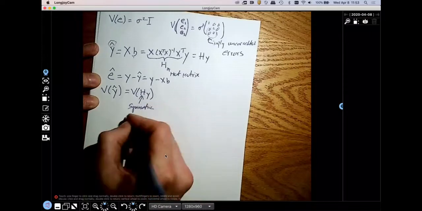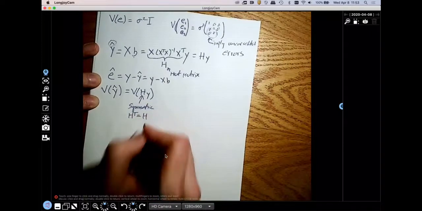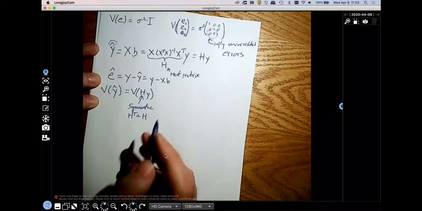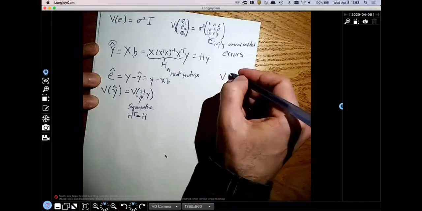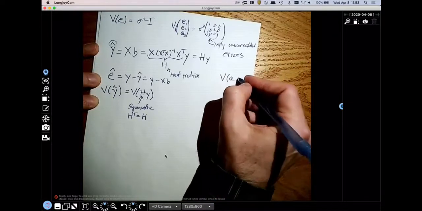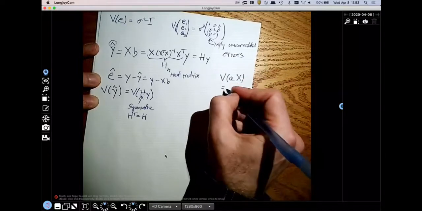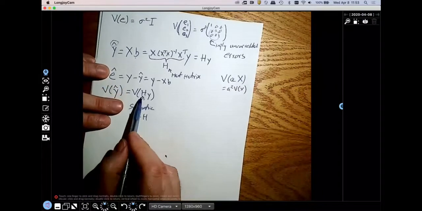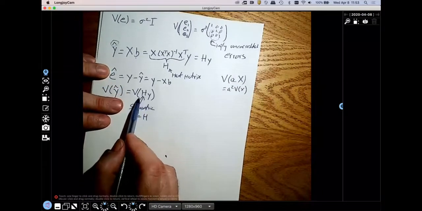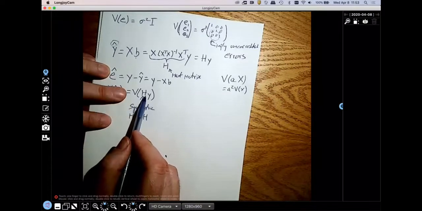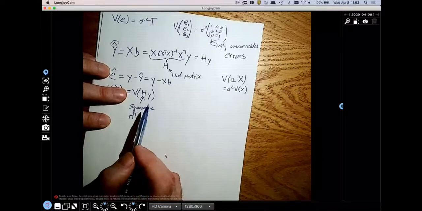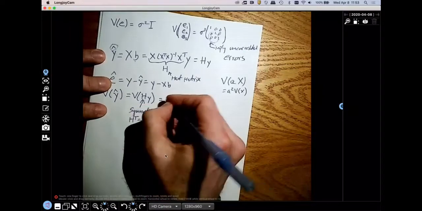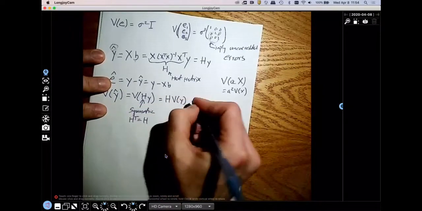All right, so H transpose is the same as H. That's what I mean by symmetric. Well, my Y is a random variable. So remember, what is the variance of some constant A times a random variable X? Well, this is A squared times the variance of X. We have the same thing when we have a matrix constant, except that we have to pre and post multiply that, and since H transpose is just the same as H, this is going to be H times the variance of Y times H again.